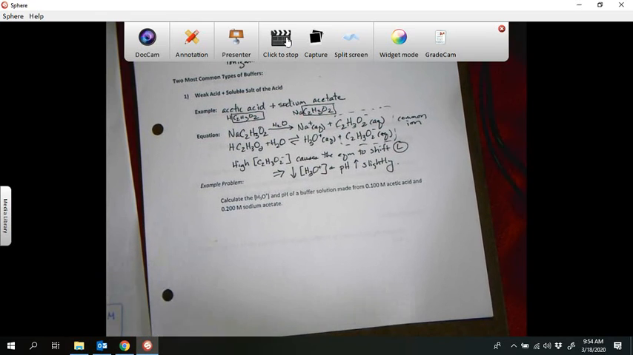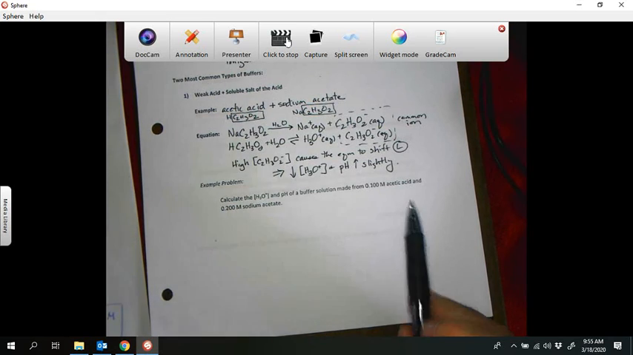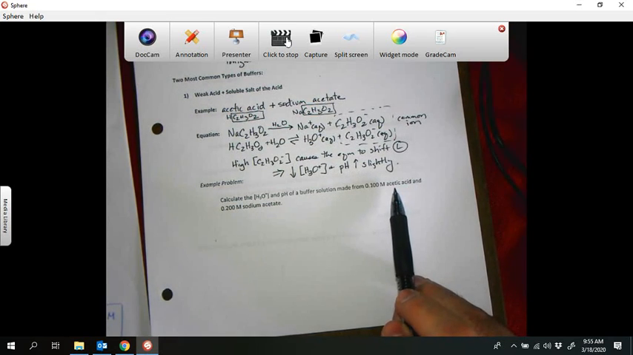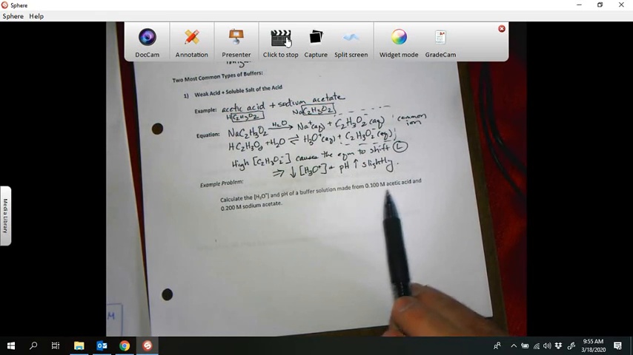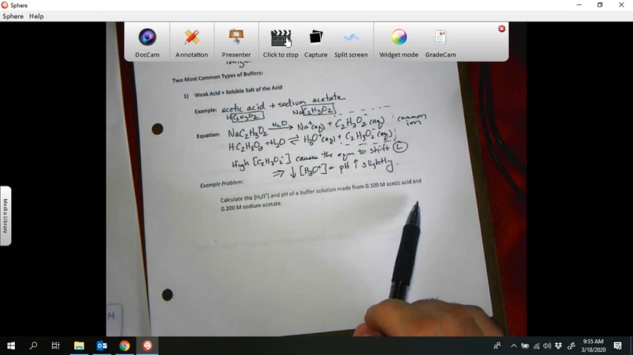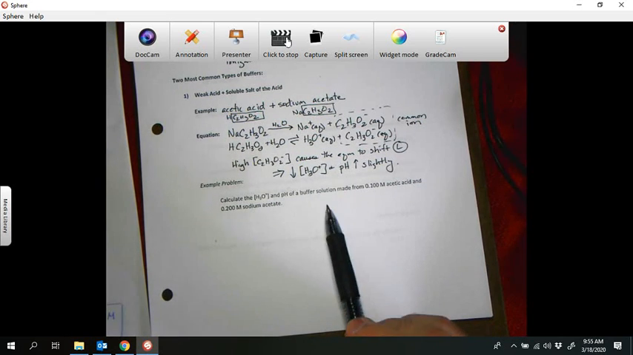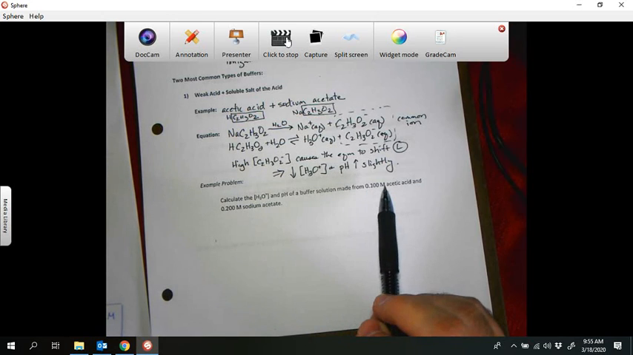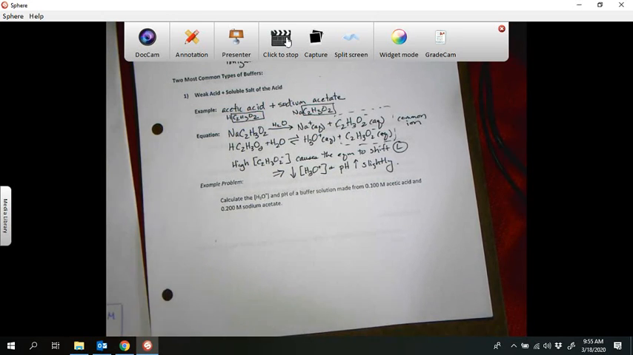Our example problem says, calculate the H3O+ concentration and pH of a buffer solution made from 0.100 molar acetic acid and 0.200 molar sodium acetate. Using our criteria to make sure that this is a buffer system, we do have a weak acid. We know it's acetic acid, and it does have a Ka value. And we have sodium acetate, which is a soluble salt, and we have a common ion, acetate, from both of these. Concentrations are reasonably similar.